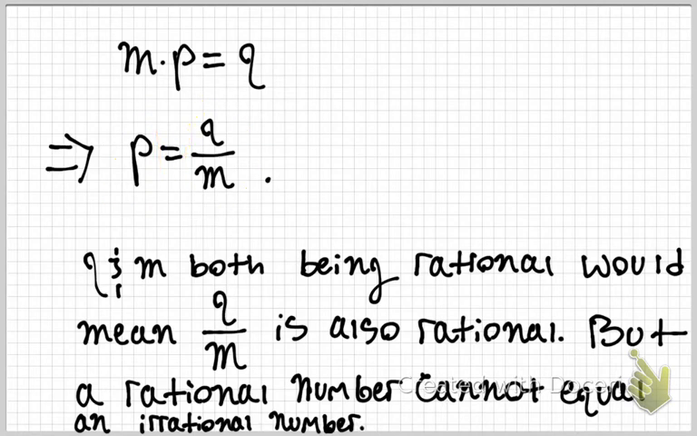Therefore, we conclude that it cannot be the case that M is rational, P is irrational, and Q is also rational. So what is our alternative? The alternative is that M is rational, P is irrational, and Q is also irrational.